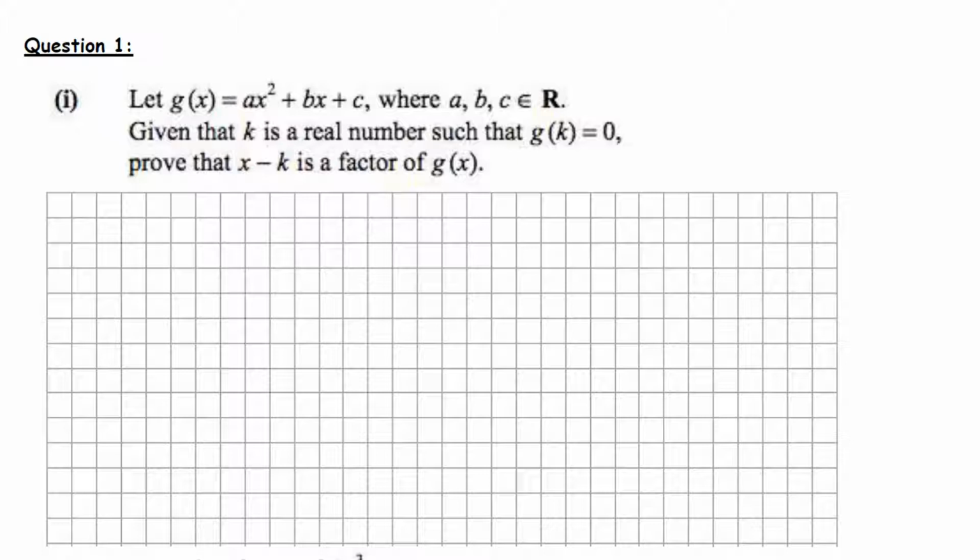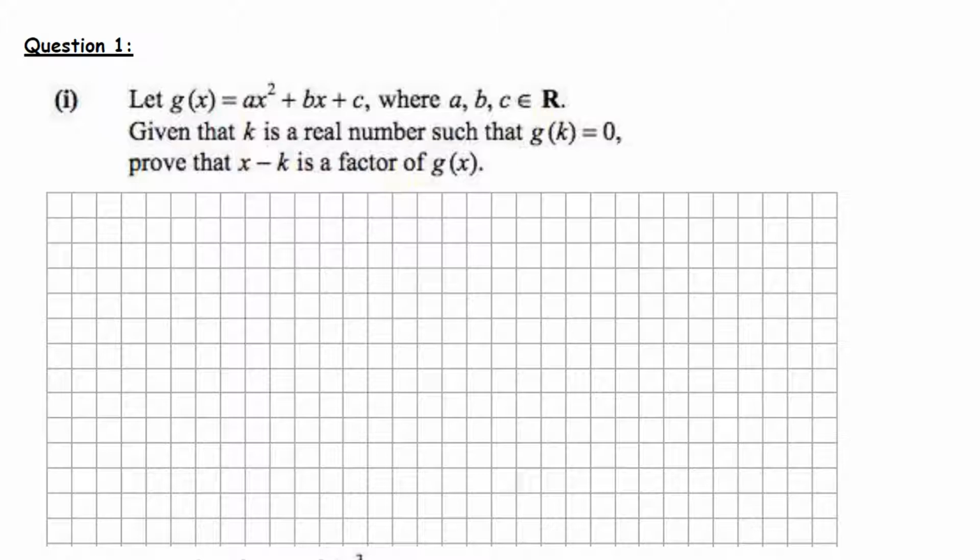So let's take a look at question 1. So it says, let g of x equal to ax squared plus bx plus c, where a, b, and c are real numbers. So g of x is just some quadratic function. Given that k is a real number such that g of k is equal to 0, prove that x minus k is a factor of g of x.